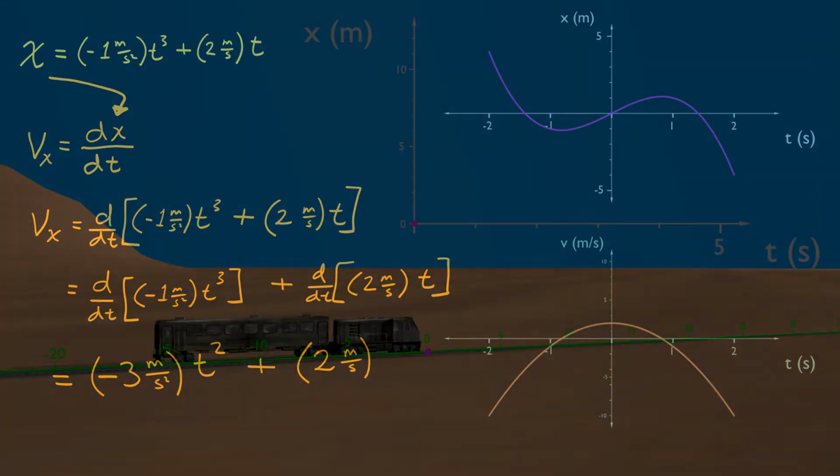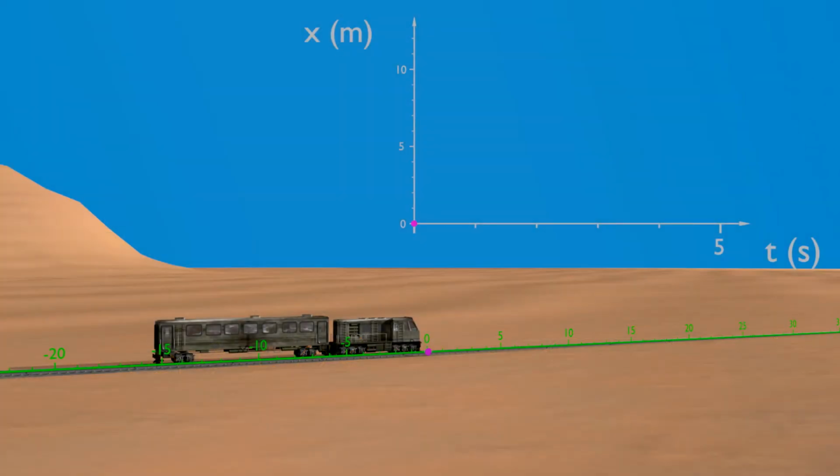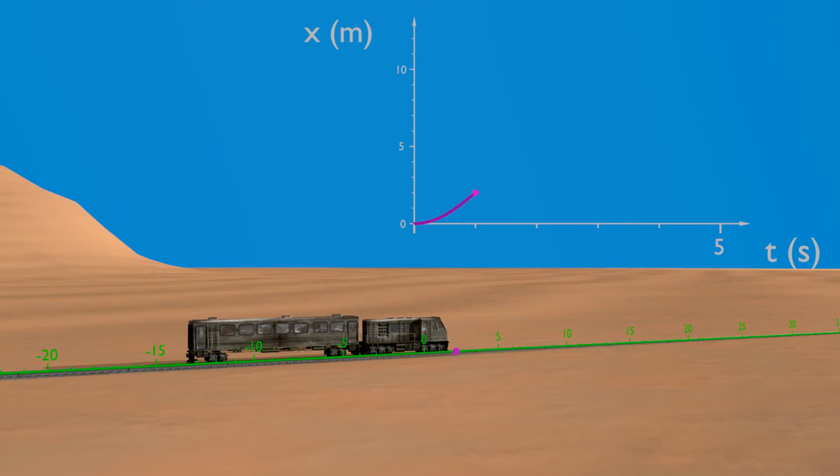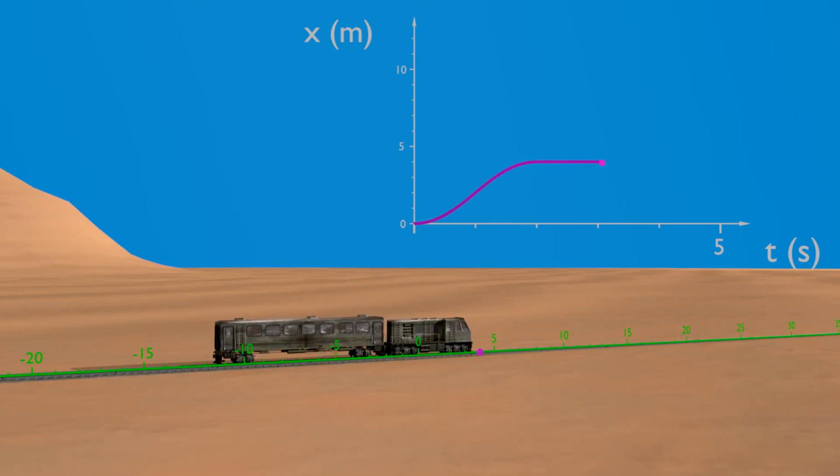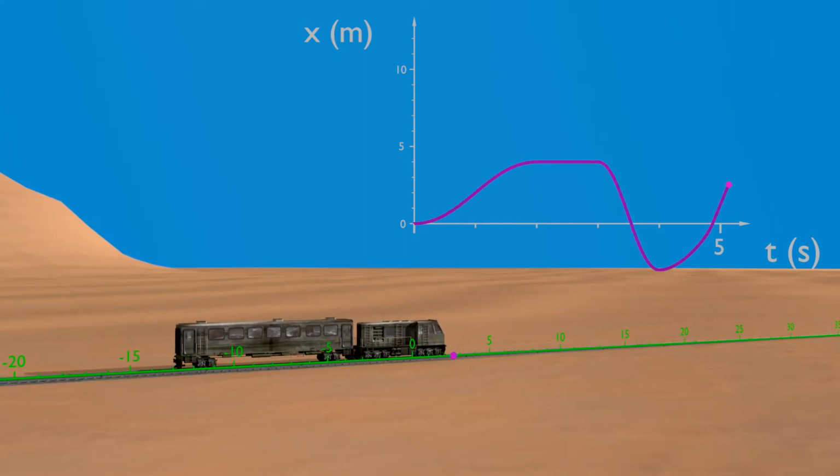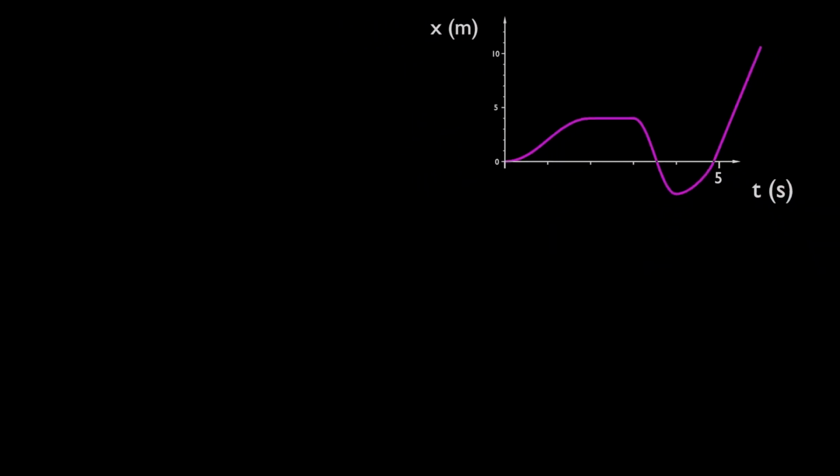Let's go back to the train one more time, and let's say the train has this kind of crazy motion. And let's suppose that we're not given the equation of this displacement versus time graph. Since we don't have the equation for the displacement versus time, we're not going to be able to calculate the exact velocity versus time, but we can eyeball it and come up with something that's reasonably good.